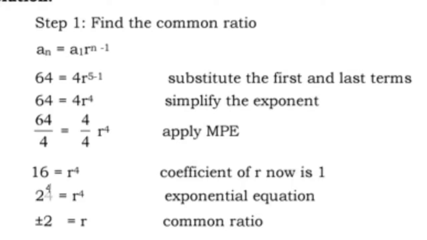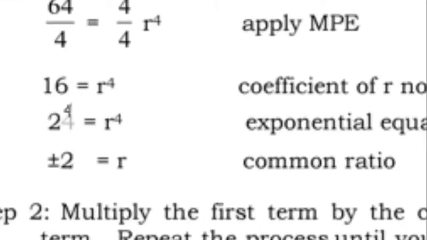Then divide both sides by 4. So you're going to have 64 divided by 4, 16. Then this is equal to 4 divided by 4 is 1. So ang magiging remaining ay r to the power of 4. Then i-express natin itong 16 as power of 4 so that we can simplify. So 16 is 2 to the power of 4.